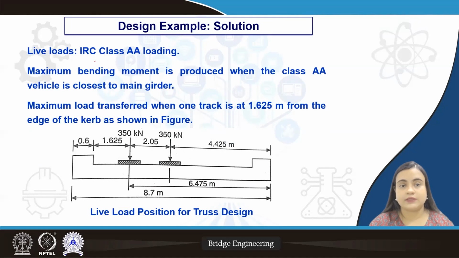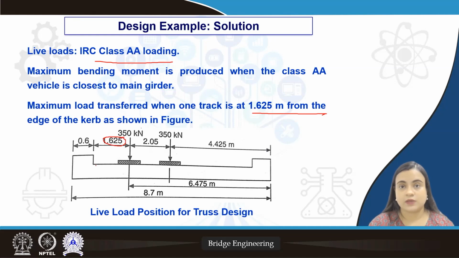Live load is IRC class AA loading. The maximum bending moment is produced when the class AA vehicle is closest to the main girder. The maximum load transferred when one track is at 1.625 meter from the edge of the curb is shown in this diagram. From where this 1.625 is coming here?